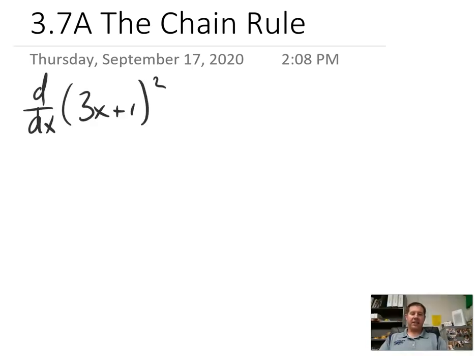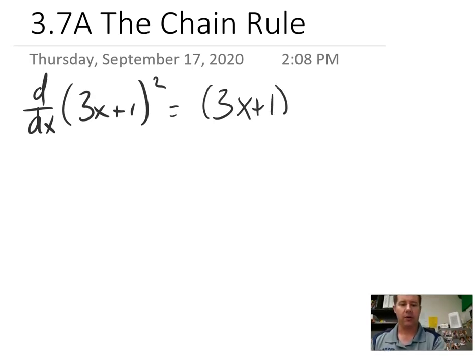We want to take the derivative with respect to x of the quantity 3x plus 1, squared. Right now we've said the only way we have of doing this is by expanding this out and writing it out. We had a problem like this a few lessons ago. And this is what we said we had to do with it, but we're going to quickly find a workaround. We need to write this twice.